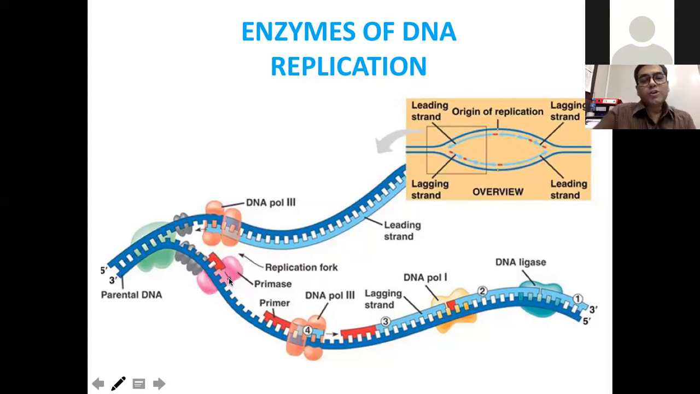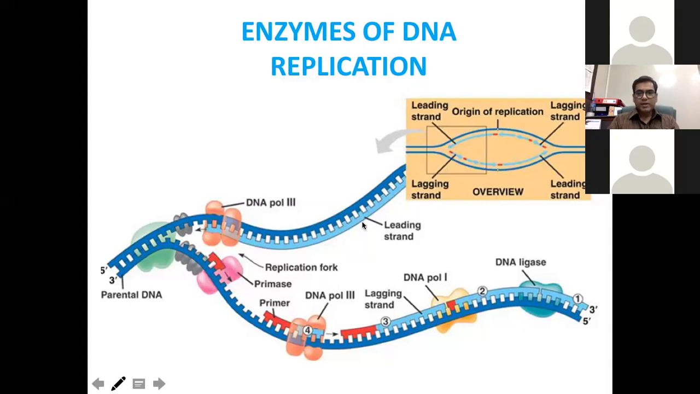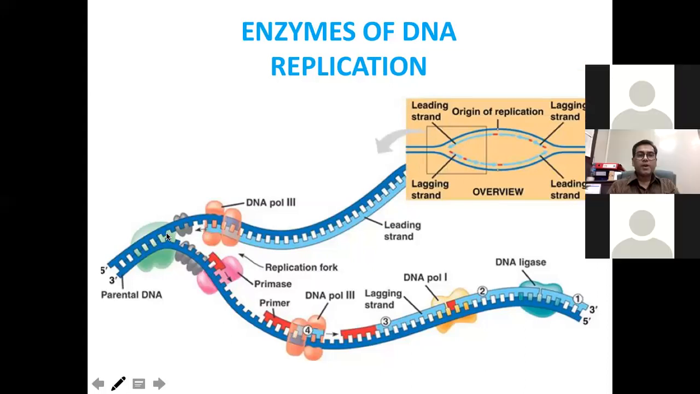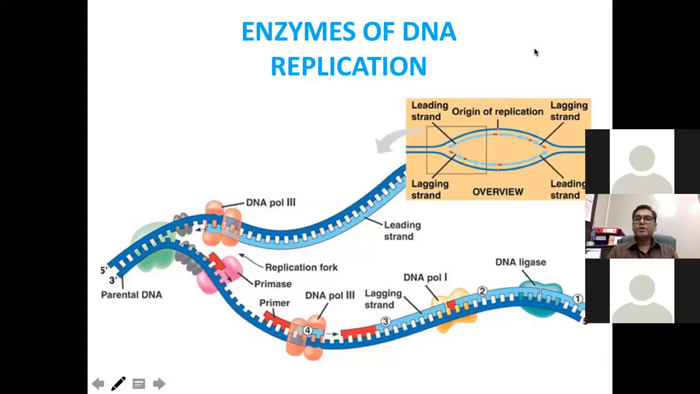Okay, now what you notice here, in the upper strand, which is in the direction of the replication fork, which is the leading strand, a primer is attached. Imagine this is the primer, and that primer leads to continuous synthesis with the help of DNA polymerase 3. DNA polymerase 3 keeps synthesizing a continuous new strand of DNA within the direction of the replication fork. So this is known as continuous synthesis of DNA within the replication fork.